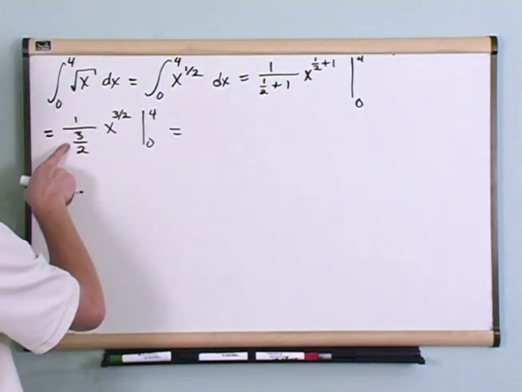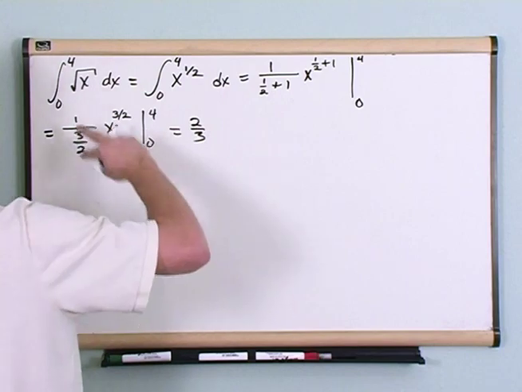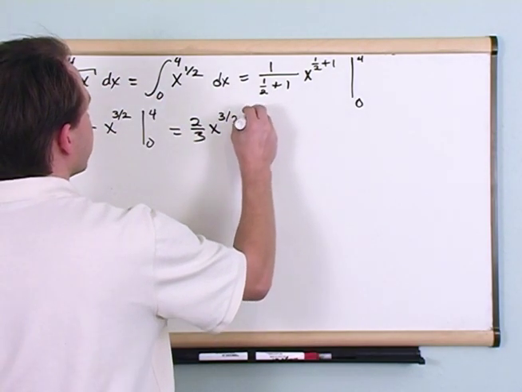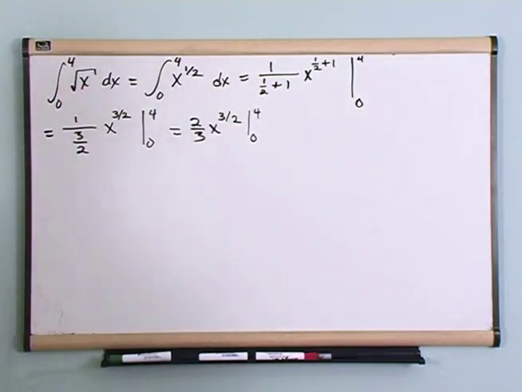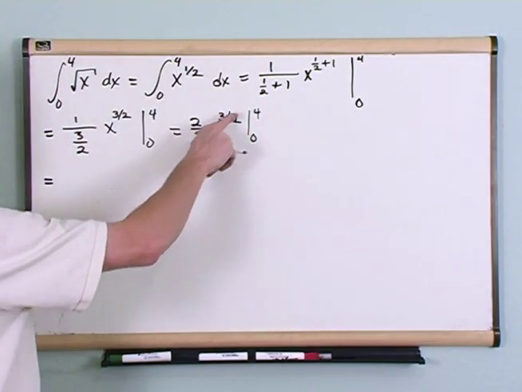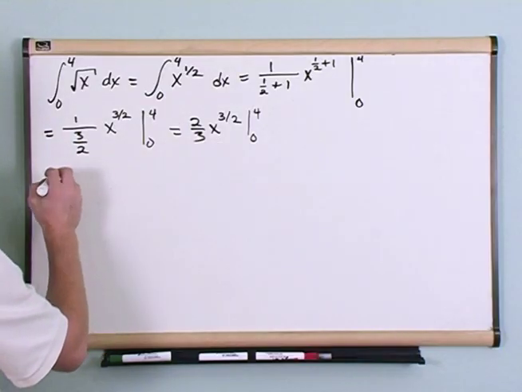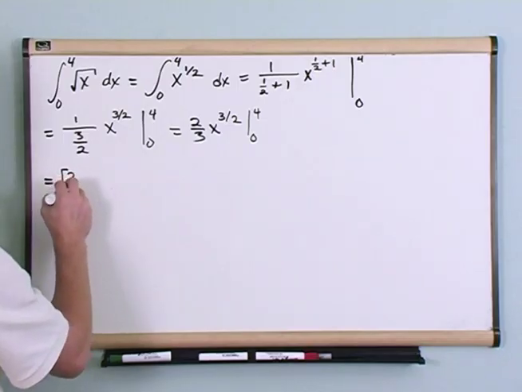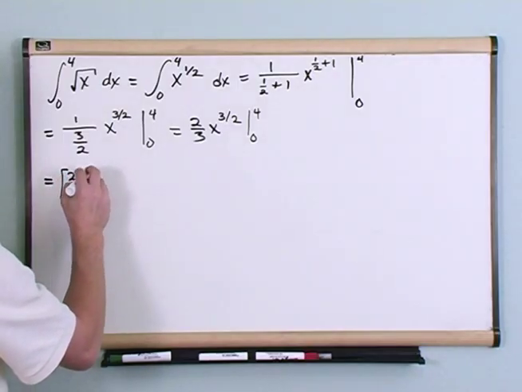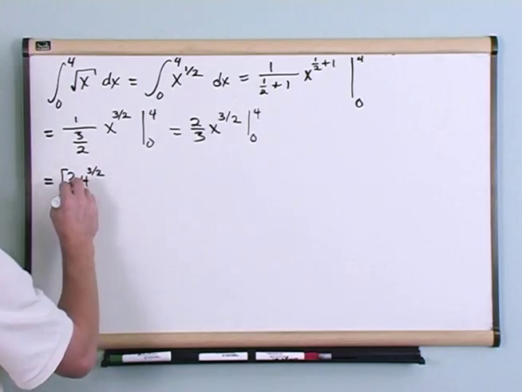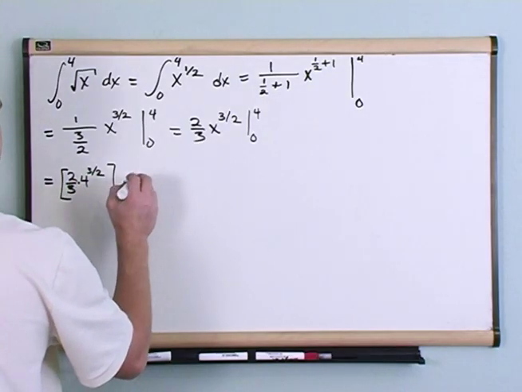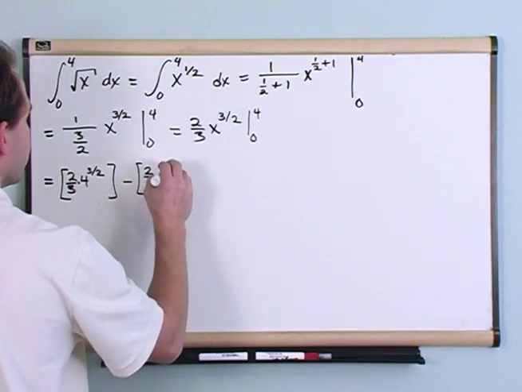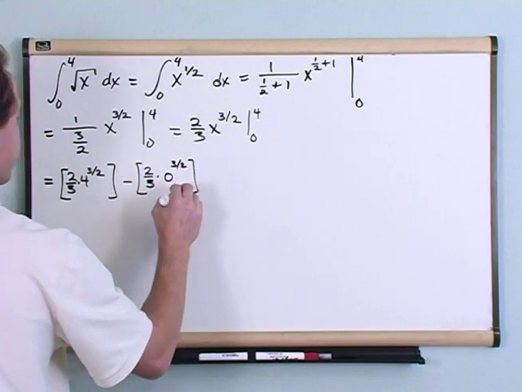So 1 over 3/2 is just 2/3. You just flip it over. X to the 3/2, and this is evaluated from 0 to 4. Okay. In order to finish it off, we just need to plug in 4 and plug in 0. So what we will have is 2/3 times 4 to the 3/2, minus 2/3 times 0 to the 3/2. Okay?